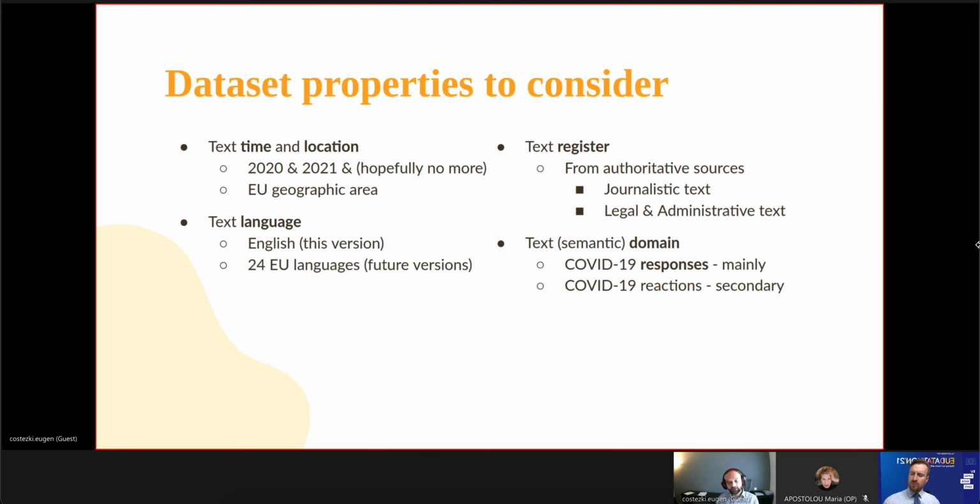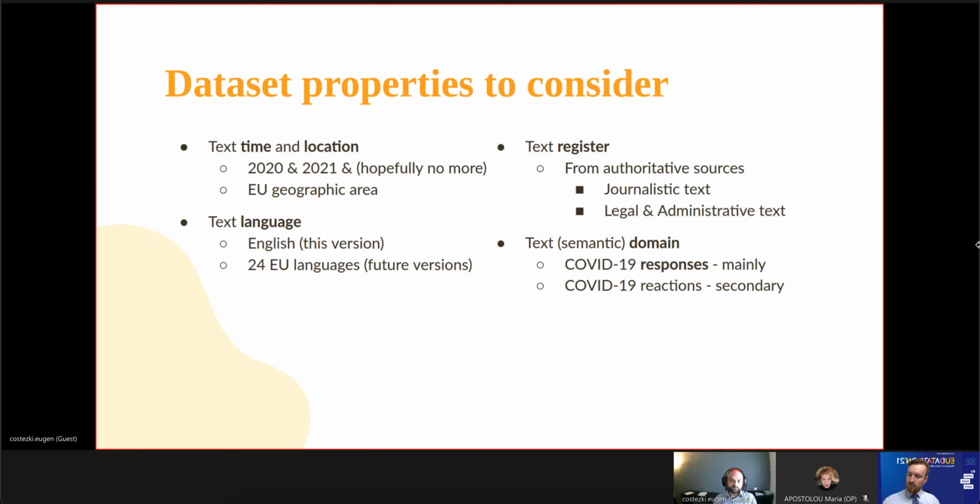And there we realized that we have 2 types of texts. So we have this journalistic type of genre, and we have legal texts, which is a different genre. It has a different structure.